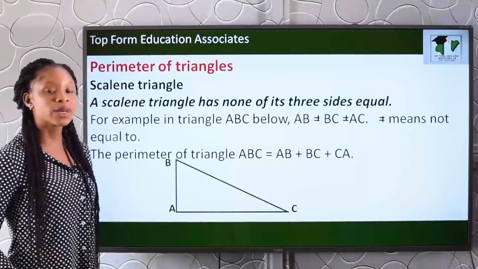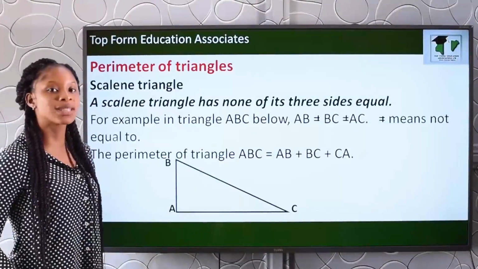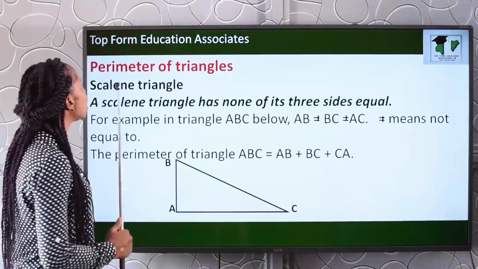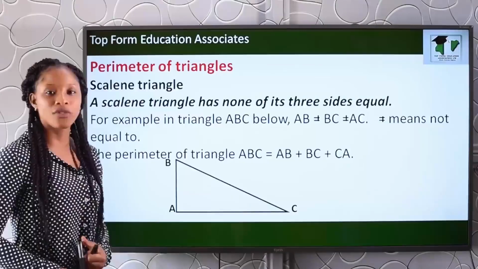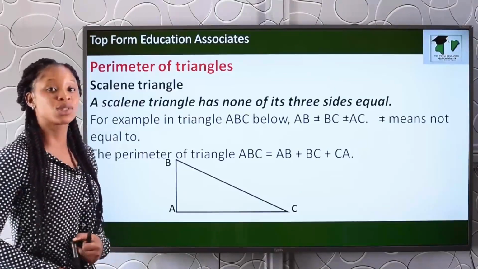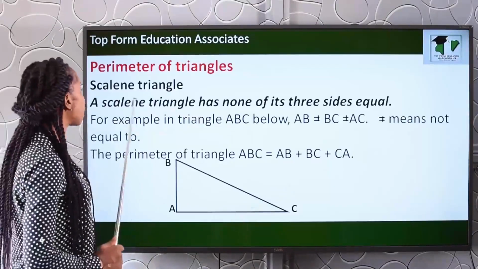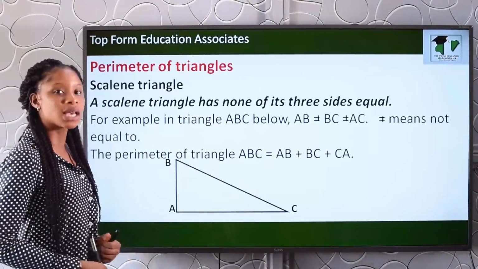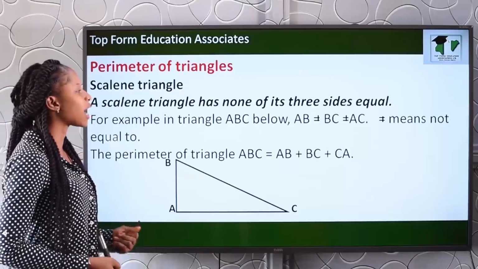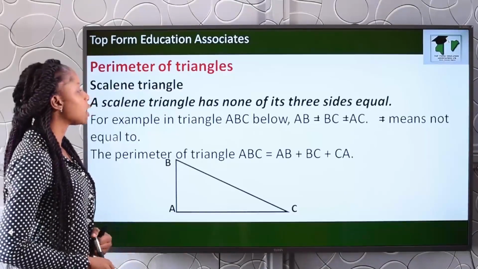Now, we've been looking at perimeters of rectangles. Now it's time to study the perimeter of triangles. We know we have different types of triangles. The first one we're going to be looking at today is the scalene triangle. A scalene triangle is a type of triangle that has no sides equal. It's a type of triangle that has none of its sides equal.